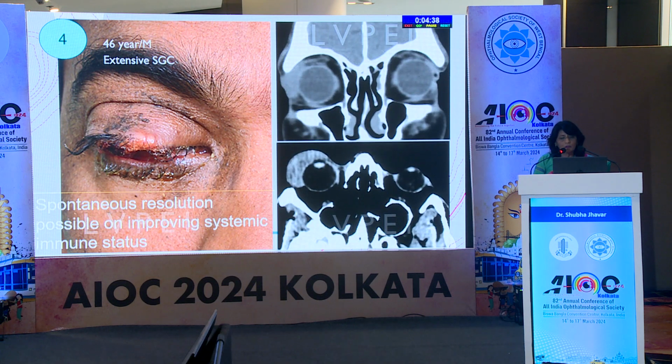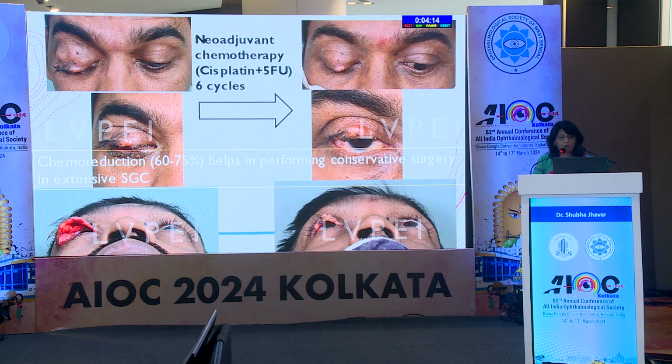Now, courtesy Dr. Ashwa, this is a slide she has shared with me. And this patient was treated in LVPEI, a 46-year-old male with extensive sebaceous gland carcinoma, where a spontaneous resolution was possible after giving him systemic chemotherapy. So this was an extensive case wherein the adnexa and the orbit were involved.